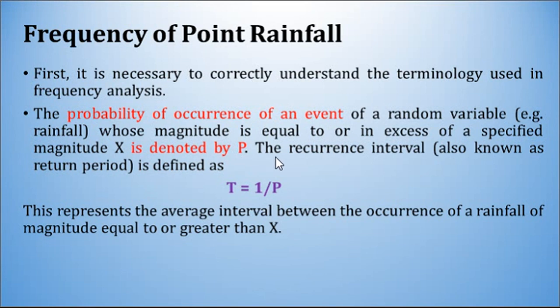The recurrence interval, also known as return period, capital T, is defined as T equal to 1 upon p. So return period is equal to the reciprocal of probability. This represents the average interval between the occurrence of a rainfall of magnitude equal to or greater than x. So this formula helps us to find out the recurrence interval or return period of a rainfall of a specific intensity.